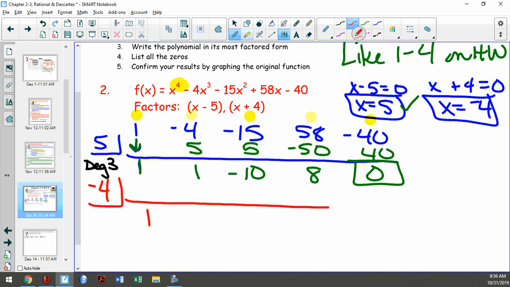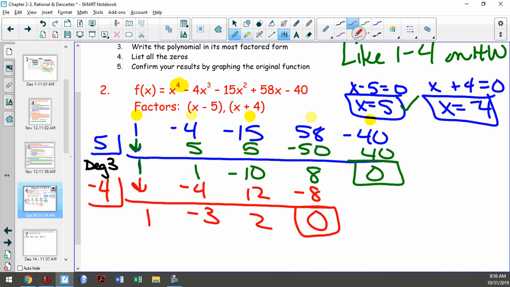So I drop down the 1. 1 times -4 is going to be -4. Plus 1 gives you a -3. -3 times -4 gives you a 12. Minus 10 is 2, times -4 is -8. Plus 8 gives you a 0.